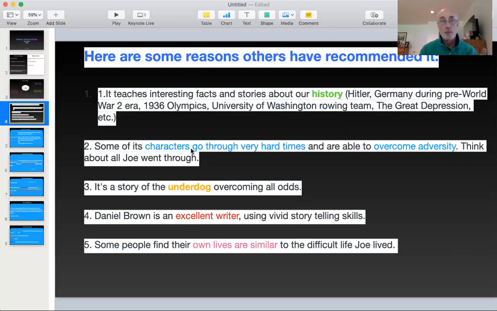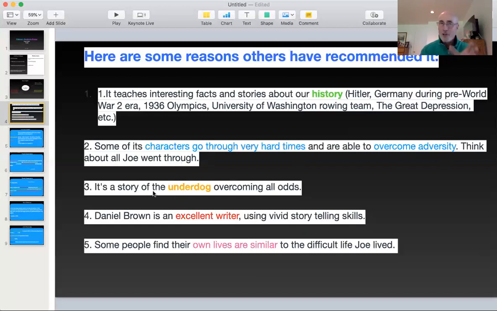A second reason people love this book is the characters go through hard times and they overcome them. So they overcome adversity. Think about all the things that Joe went through, okay? So a lot of people like the book because of that. They like to see how he overcomes these things.